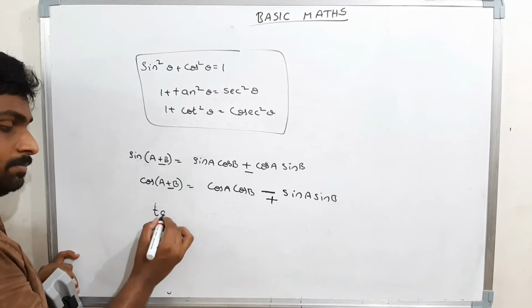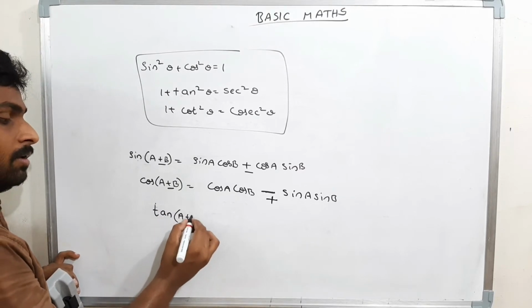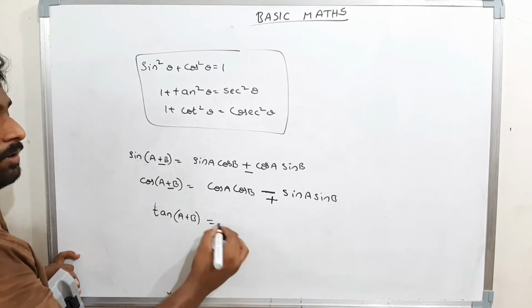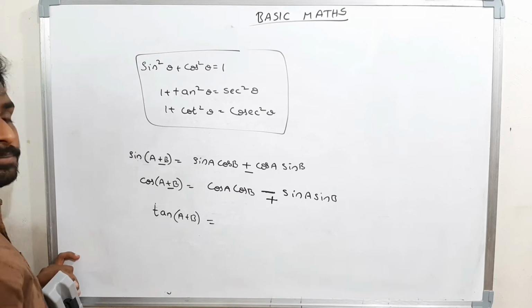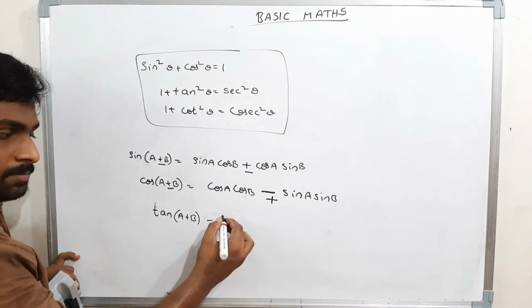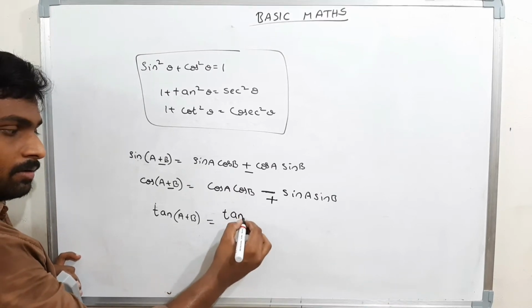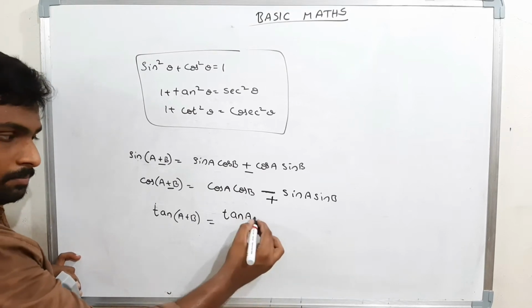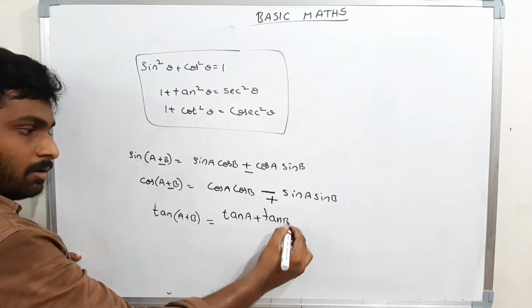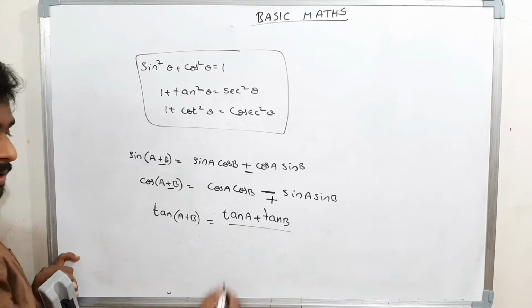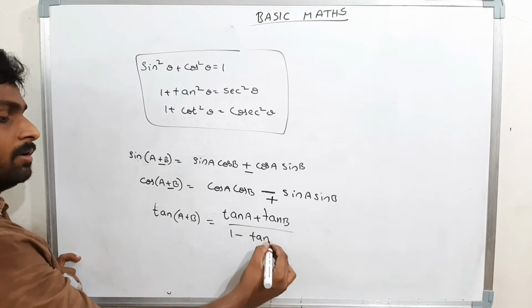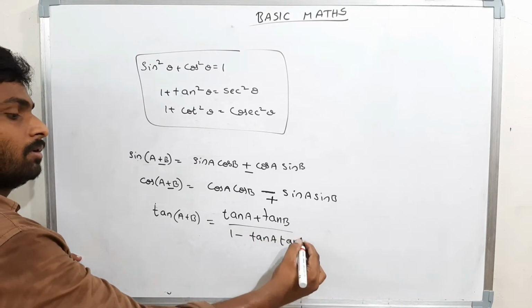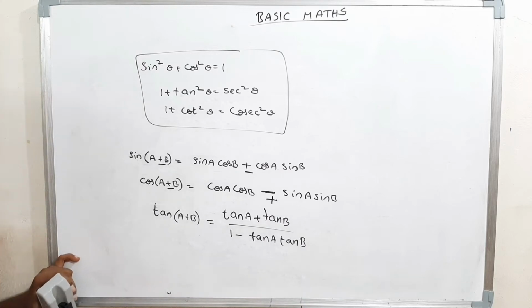Next, tan A plus B. What is the formula for tan A plus B? The formula for tan A plus B is tan A plus tan B by 1 minus tan A into tan B. Please remember this.